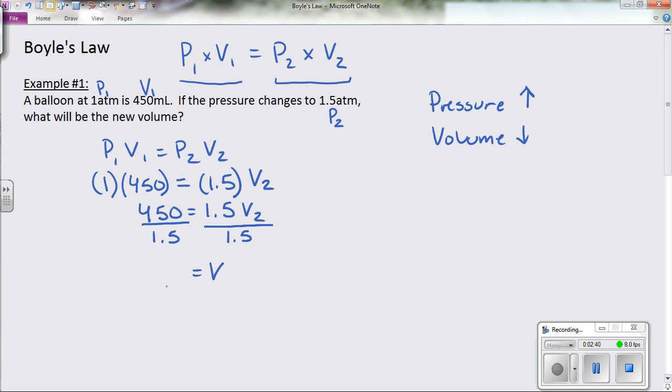V2 is equal to 300 milliliters. Now, where did the milliliters come from? You can always go back to your story problem, find out what the other volume is labeled. It will have the same label as what is in your example. All right, good to go.